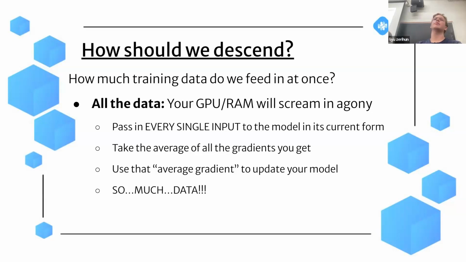Are you meaning that we put data into different groups, and take the average gradient of each group and use them together?